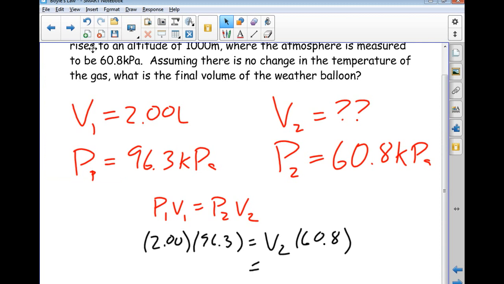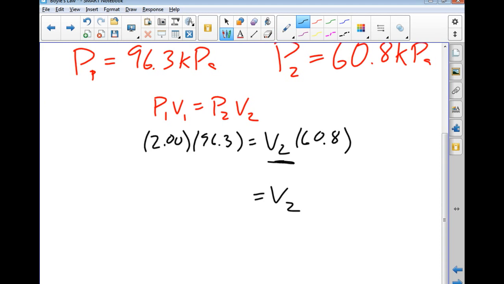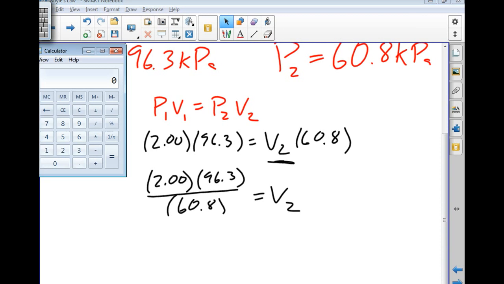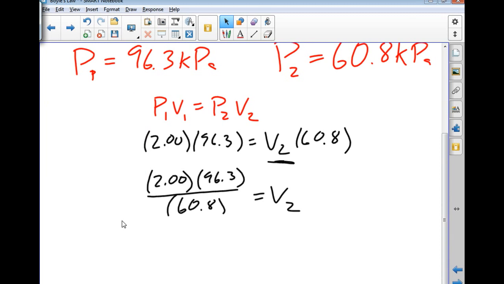So now we need to rearrange, so we've just got V2 by itself. Which means V2 is equal to 2.00 times 96.3 divided by 60.8. So now I'll bring up my calculator and I will put it in. So 2 times 96.3 divided by 60.8. So our balloon is now 3.16 liters in size.